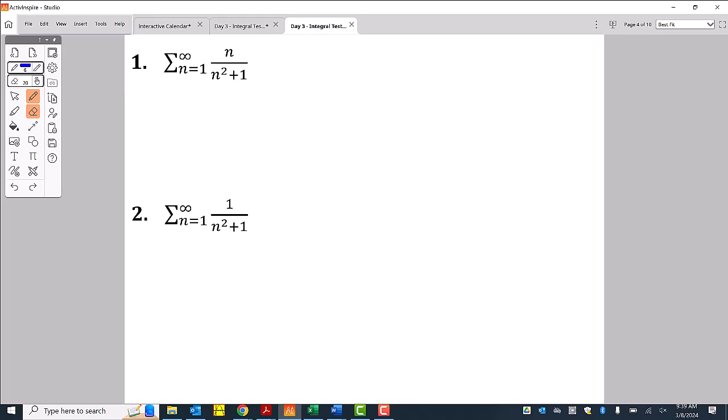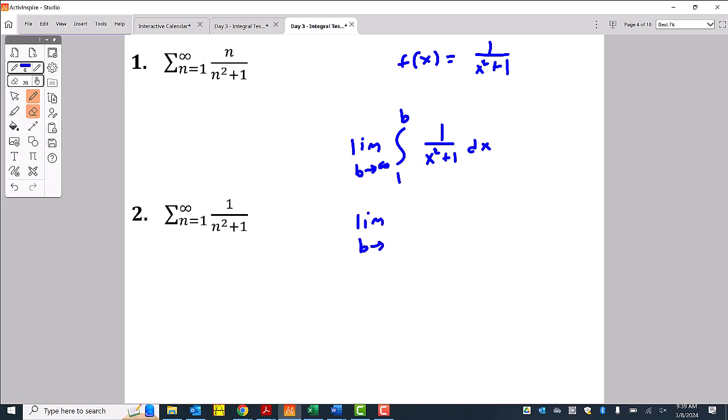The first thing we do is we write what f of x is. F of x in this case is 1 over x squared plus 1. And then we set it up as an integral from 1 to infinity. Now, we've done improper integrals, so we're going to go ahead and change that infinity to b. 1 over x squared plus 1 dx. And we'd say that the limit as b approaches infinity, integral of 1 over x squared plus 1 is arctangent of x from 1 to b.